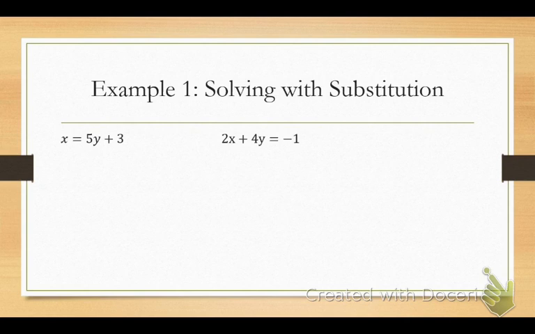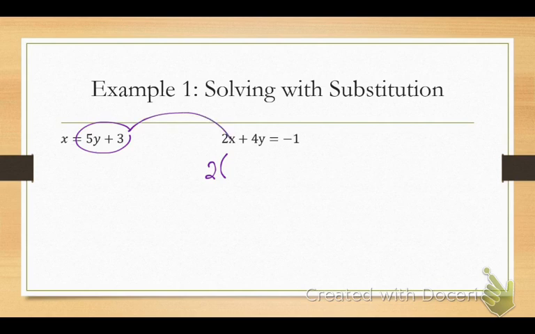Okay? Because of the x equals this, you've got to understand, it's going to take the place of the x in the other equation. So it's 5x? No. Okay? Look, watch. It's going to be 2 times 5y plus 3. It's going to be 2 parentheses.